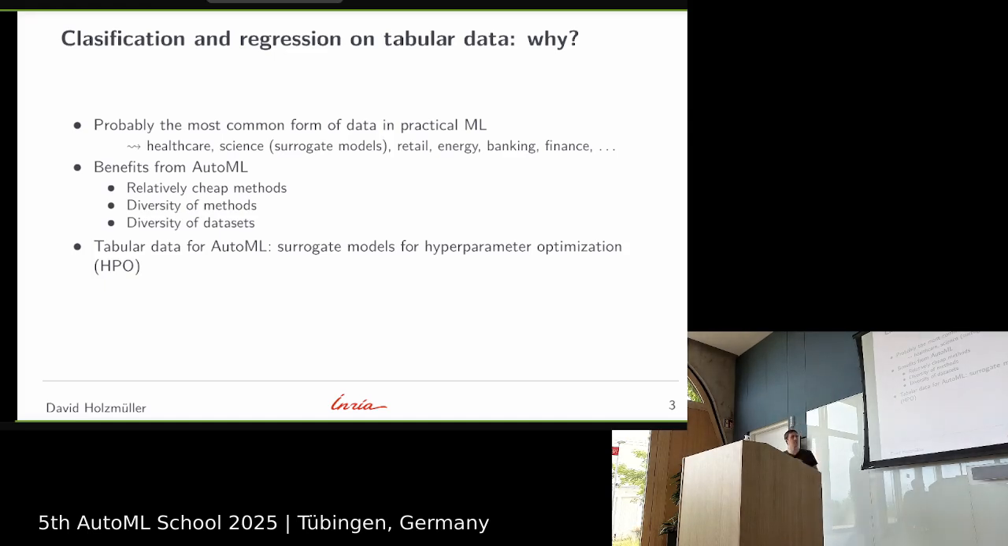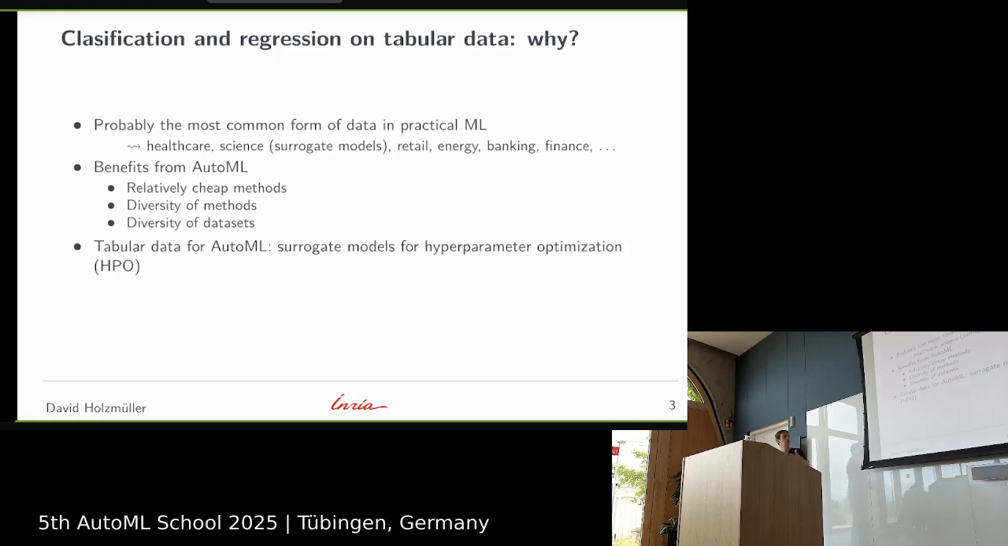It's also a classic type of data, both in general machine learning and also in AutoML, because you have relatively fast methods, so you actually have the time to tune them. There's also a lot of different methods, so you can do model selection. You have a lot of different data sets, so there's not just your one ImageNet and everyone knows what's the best method on it anyway.